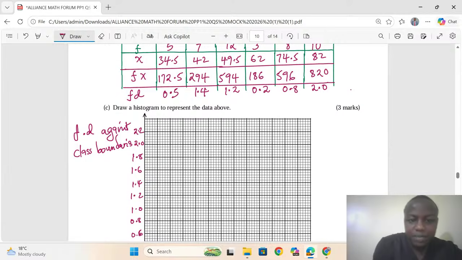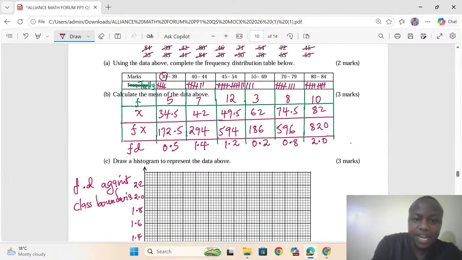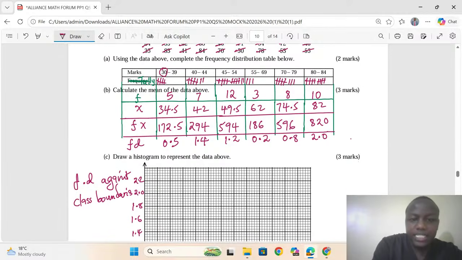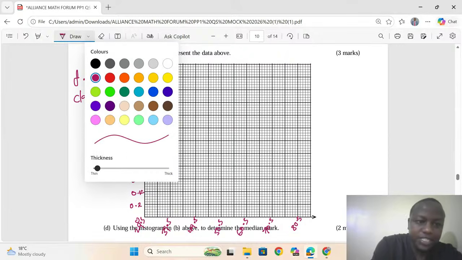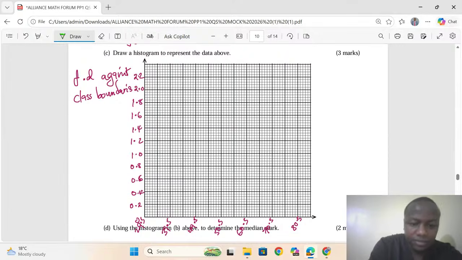The height will be 0.5, that is the frequency density, and the class is running from 30 to 39.5. Height 0.5. 0.5 is exactly between 0.4 and 0.6, exactly in between, like that. You see, that is the first bar. Then we proceed.